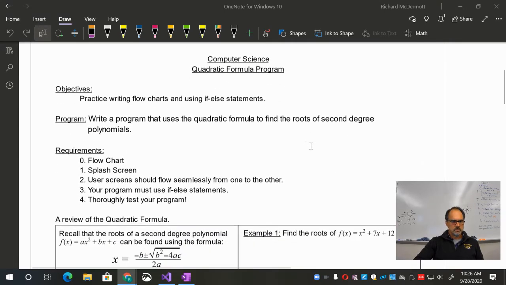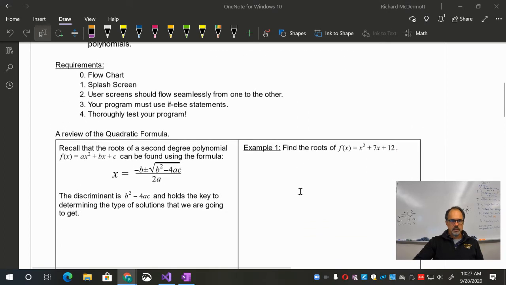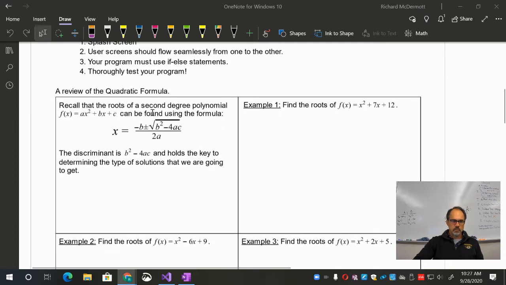Your next mission is to write a program that uses the quadratic formula to solve quadratic equations. Recall that the roots of a second degree polynomial can be found using the quadratic formula. And here is the quadratic formula. You might have thought that your math teacher had a weird obsession with the discriminant. They probably talked quite a bit about b squared minus 4ac.